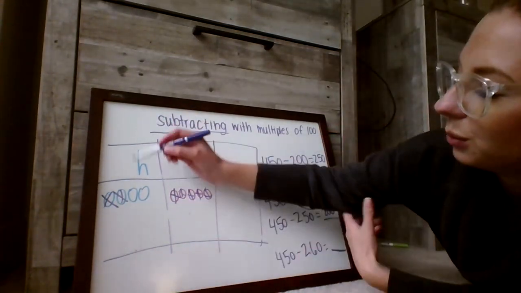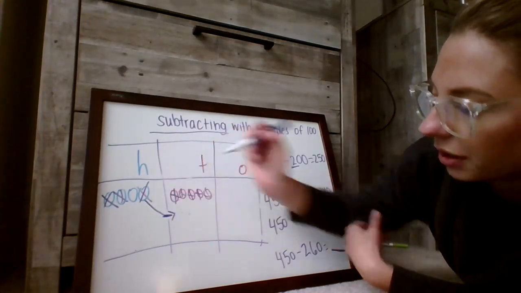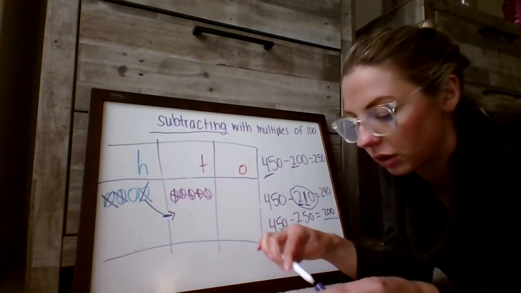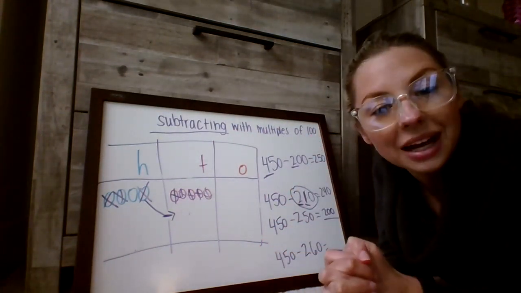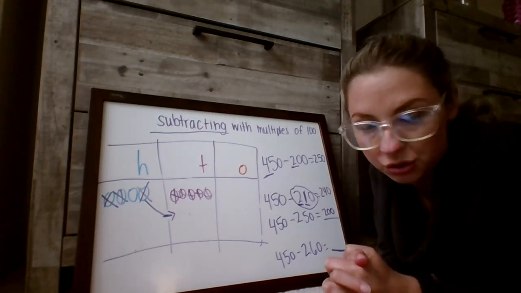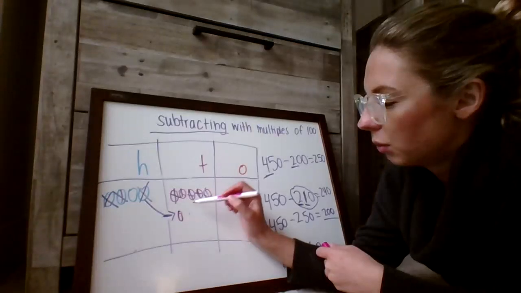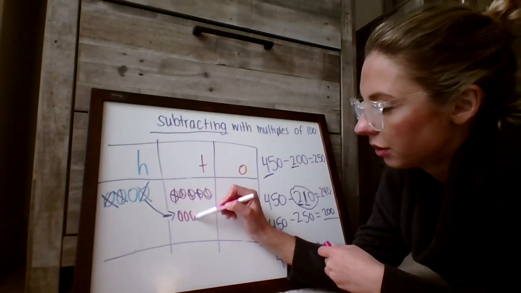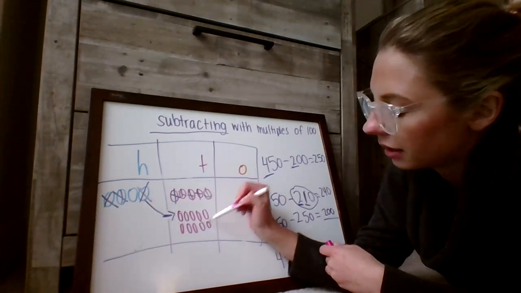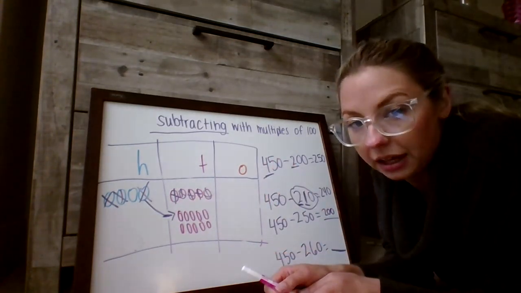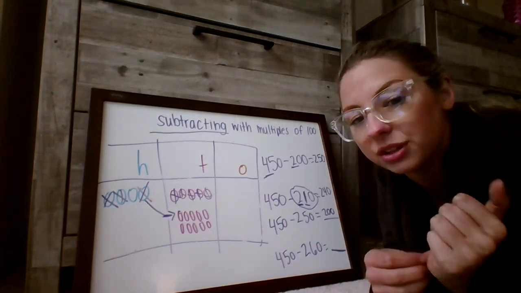I'm thinking we can unbundle one of our hundreds to give us 10 tens, because 10 tens equals 100, right? Watch. 100 equals 10 tens. 1, 2, 3, 4, 5, 6, 7, 8, 9, 10. It's the same thing, unbundling. You're not getting rid of it yet. You're just unbundling something for a different unit.